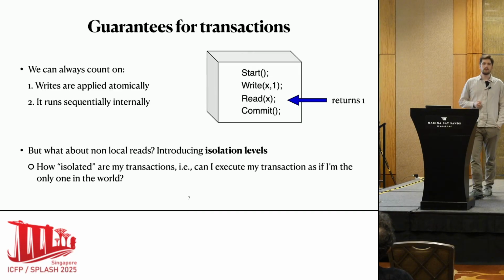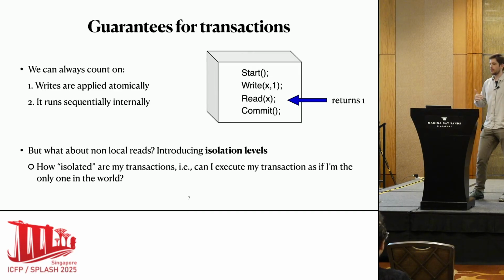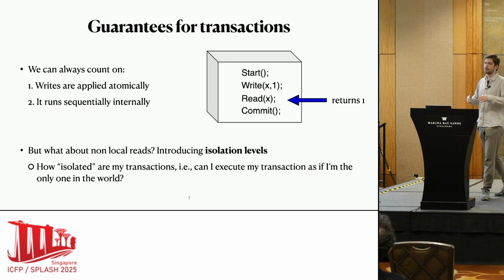Then we also have this property that the transaction runs sequentially internally. Now, what does that mean? It means you're reading your own writes. So for this transaction, when you're writing 1 to X, and you're just reading X thereafter, you always know that this is going to return 1. You see your own changes.